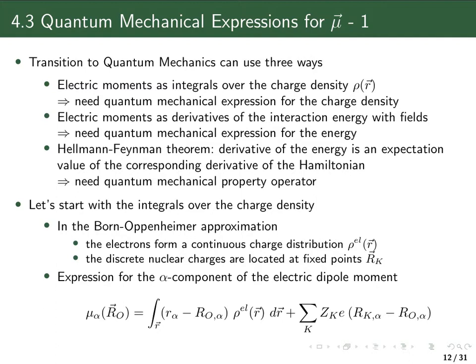From the previous chapters, we now have three possibilities for how to arrive at the quantum mechanical expression for the electric dipole and quadrupole moments. We had definitions for the moments as integrals over the charge density, the first and second order moments of the charge density. In order to translate that to quantum mechanics, we need a quantum mechanical expression for the charge density, which we already derived in chapter 2 of the book.